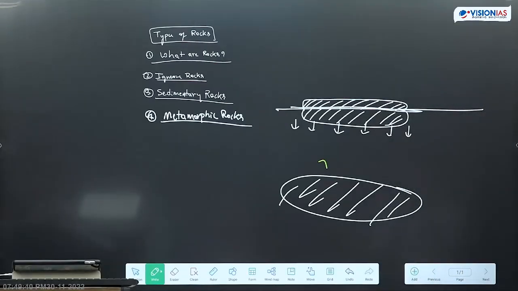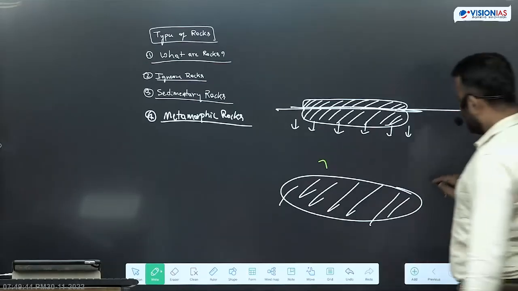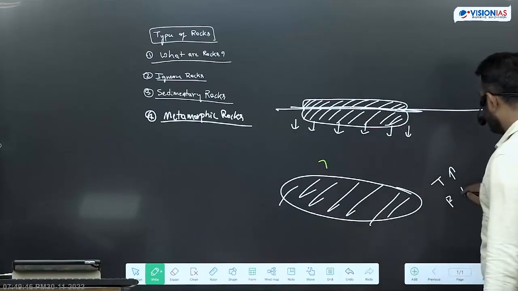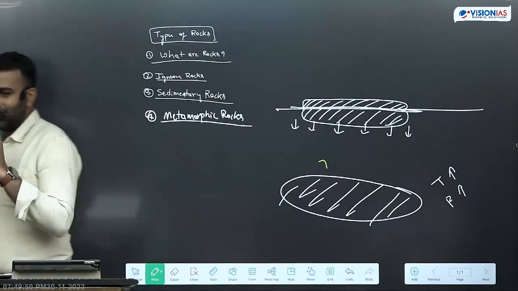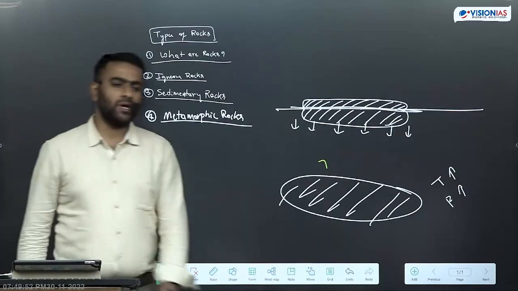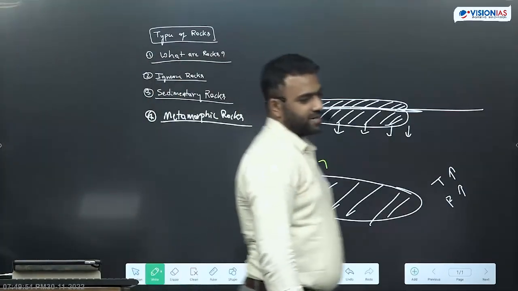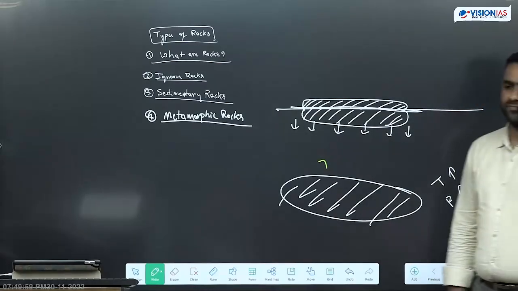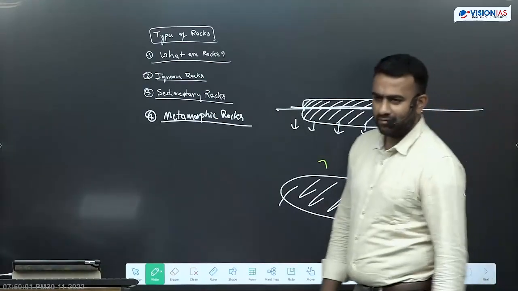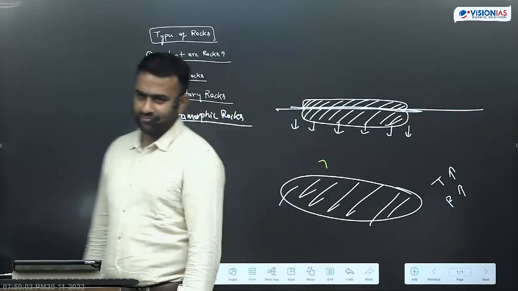Now the temperature and the pressure conditions which were near the surface, that has changed. At the lower level, temperature is higher, pressure is higher. Sometimes the minerals of these rocks also get activated at high temperature. So what exactly is rock? It is made up of different minerals. It will not melt completely. For melting we need very high temperature.